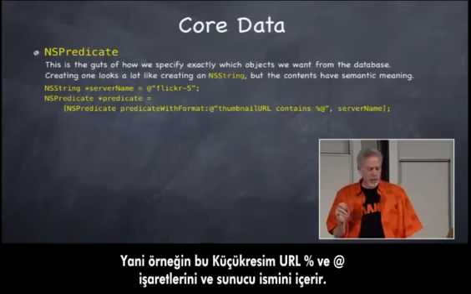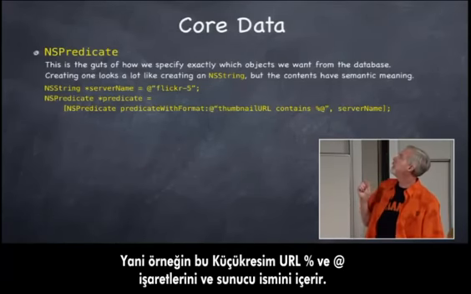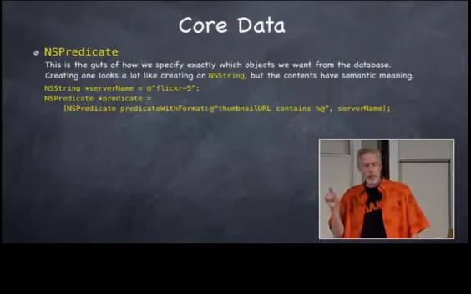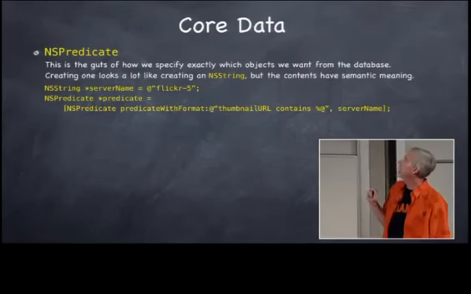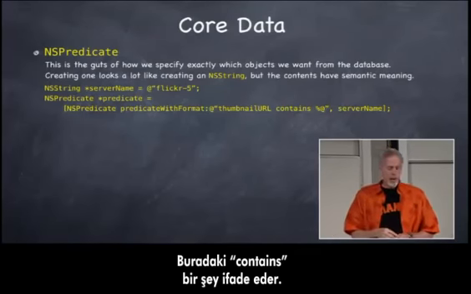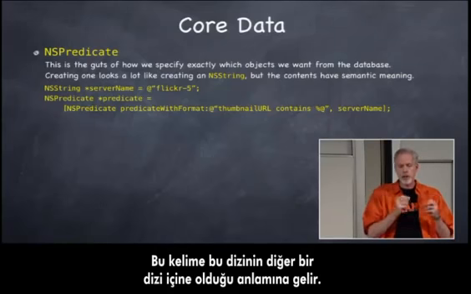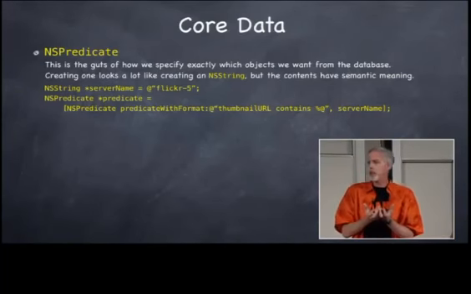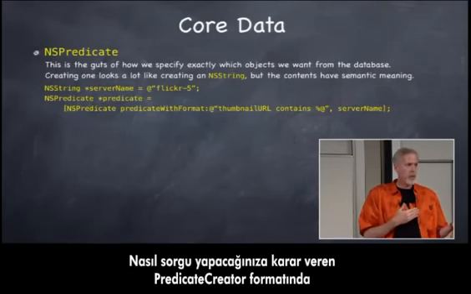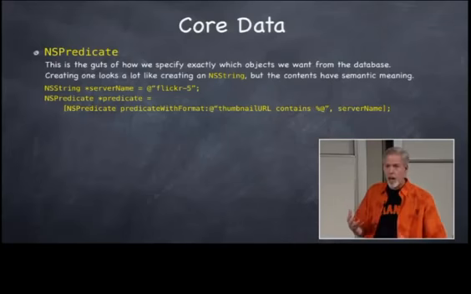But it's really not the same, because the semantics of what's in that format string are meaningful. So for example, this one, thumbnail URL contains %@, comma, server name. Okay, that's going to get changed to thumbnail URL contains server name. That contains means something. That word contains means that this string is contained inside of the other string. Right? And there's a bunch of different meaningful things you can say in the format of a predicate creator that decide how you're going to query.